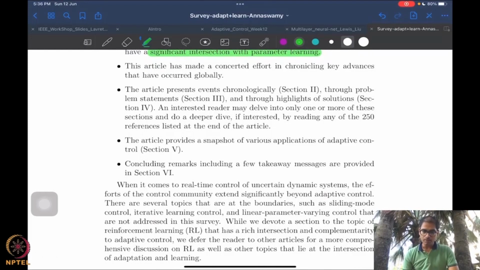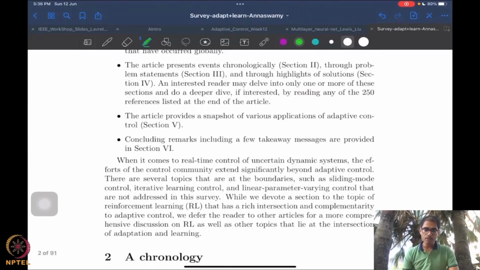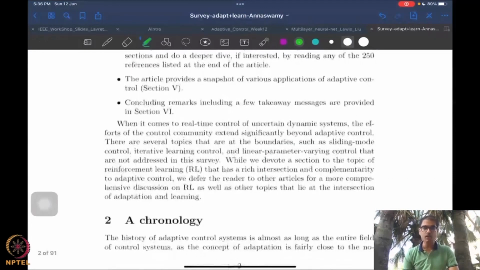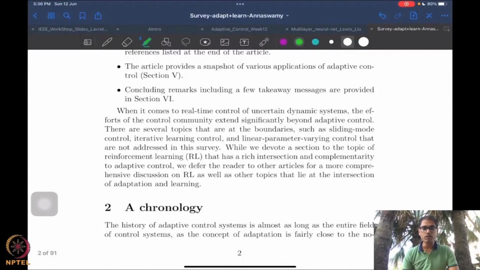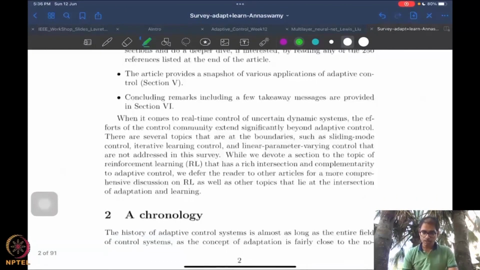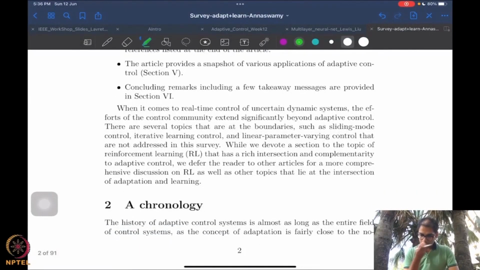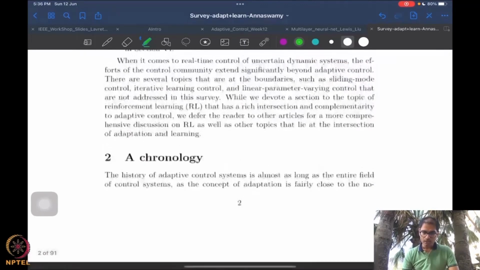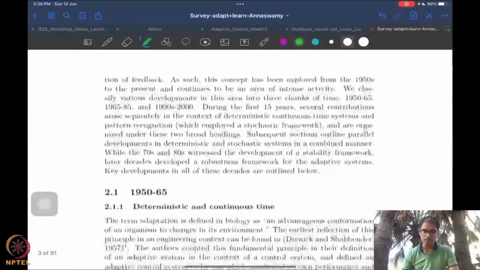As they usually do in survey articles, there are a lot of references that you can go through as part of different sections. If you want to delve into a particular topic in much more detail, you will get a very good idea from here of how to proceed. So this article starts with some kind of chronology.